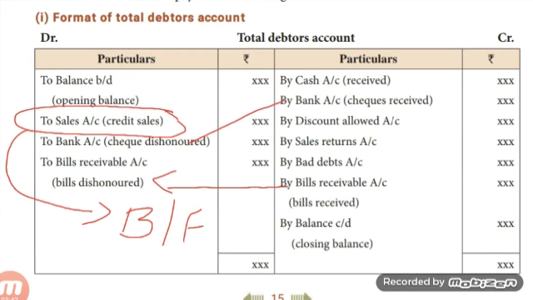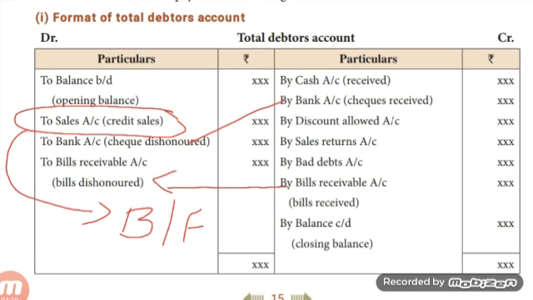Then, if we allow any discount to the debtors, enter as by discount allowed. If there are any returns, enter as by sales returns. Then, if there are any bad debts, enter as by bad debts. What is bad debts? Irrecoverable amount from debtors is known as bad debts.